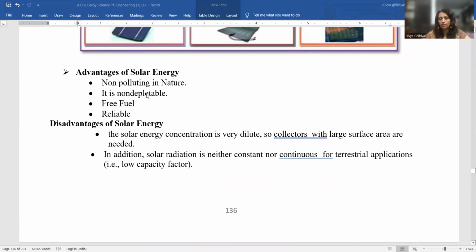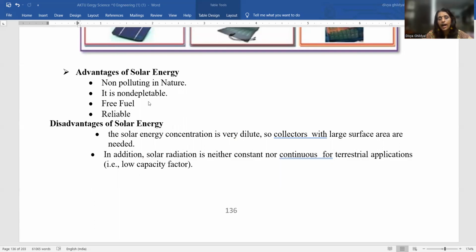Firstly, it is non-polluting. With electricity and any other source of energy, the biggest drawback is pollution, like ACs, they pollute the environment. It is non-depletable. Sunlight you are getting daily. It is a free fuel which we are just taking from the sun without paying anything. It is reliable. We know sunlight will be there at any cost.